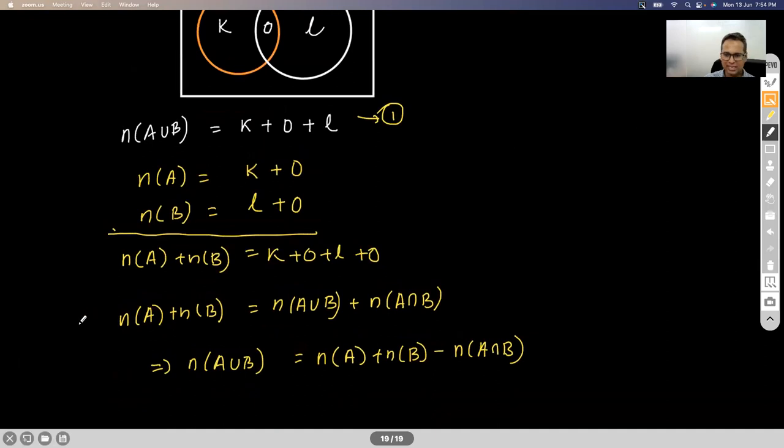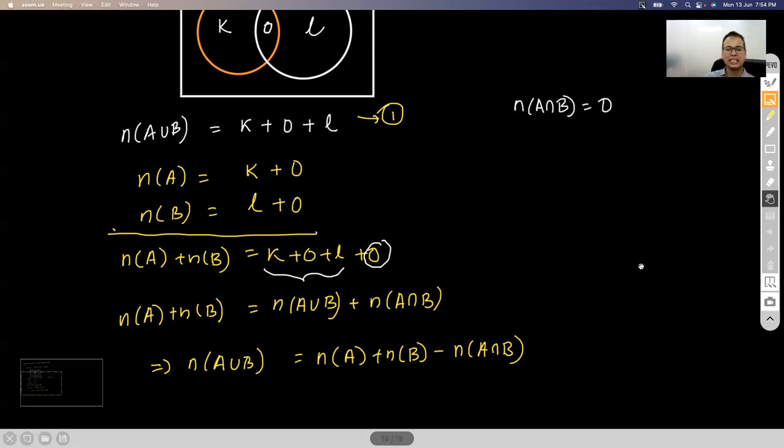Second last step. This step, Aryan. So in this step, what did I do, Aryan? I replaced this with N(A union B). See here, K plus O plus L is N(A union B). And this O I replaced with N(A intersection B) because O is the number of elements in A intersection B. Right? So I took this to the left side and the proof automatically came up.